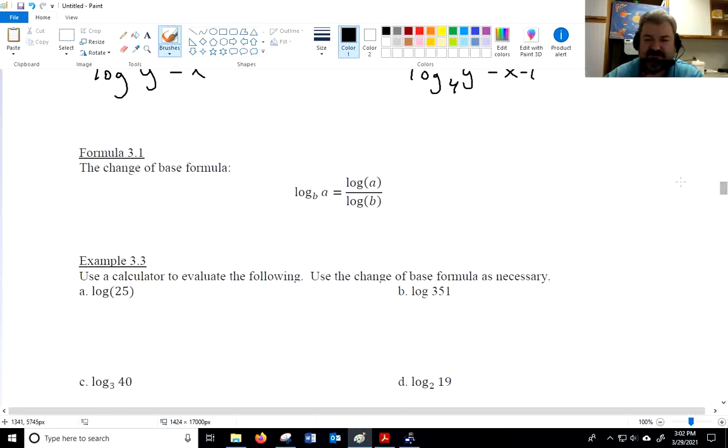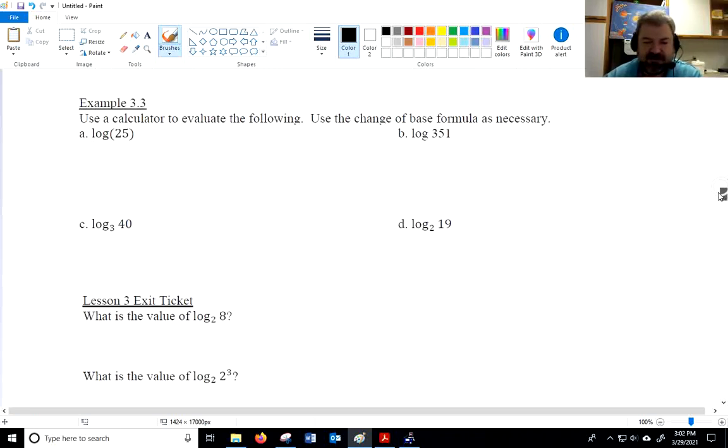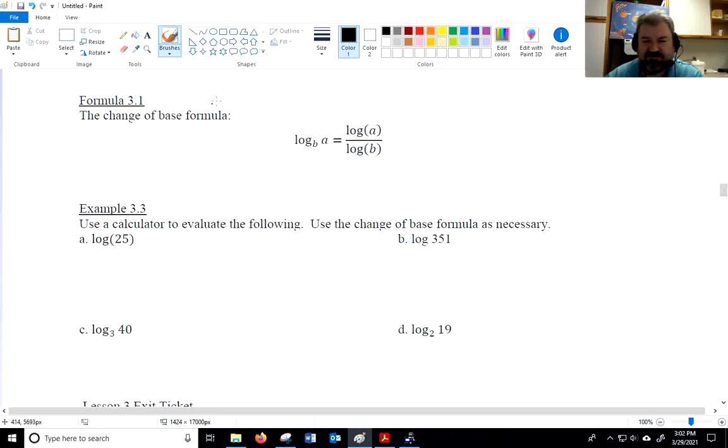Now we're going to talk about the change of base formula and see how we can evaluate these with calculators. Use a calculator to evaluate the following. We'll need to use the change of base formula whenever we have to. The change of base formula says that if I have log of some base, I can convert it to base 10 logs by just taking the log of the argument over the log of the base. So just remember the log of the number that's more on top over the log of the number that's more on bottom.